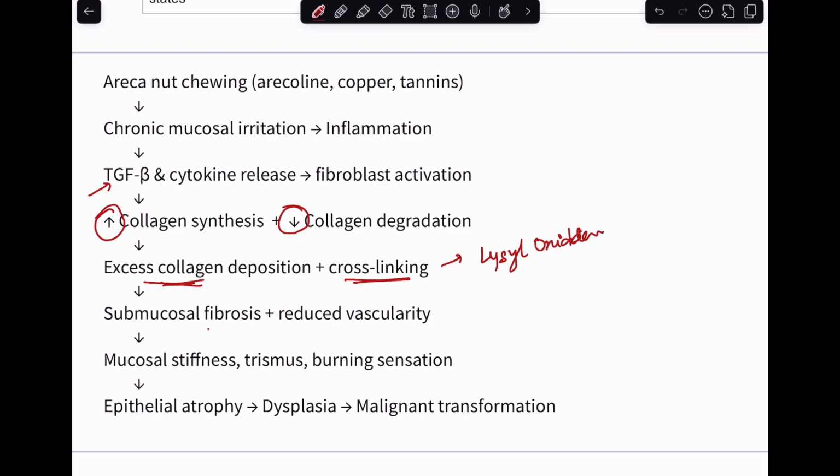This leads to increased submucosal fibrosis and reduced vascularity, ultimately leading to mucosal stiffness, trismus, burning sensation, and epithelial atrophy, eventually leading to dysplasia and malignant transformation. So, this is the pathophysiology behind oral submucous fibrosis. If you get a case of oral cavity cancer, your questions may end up in this direction as well.